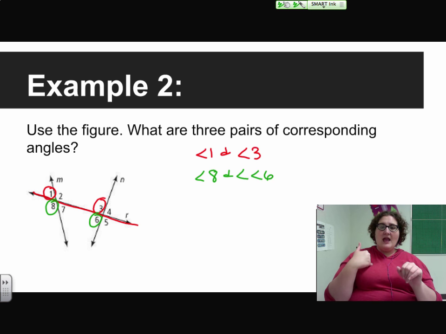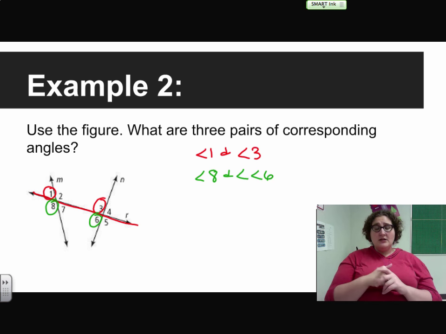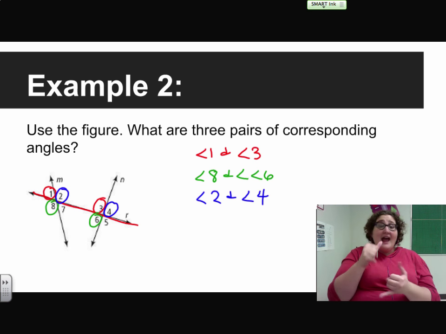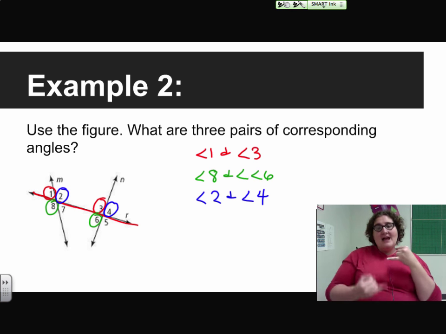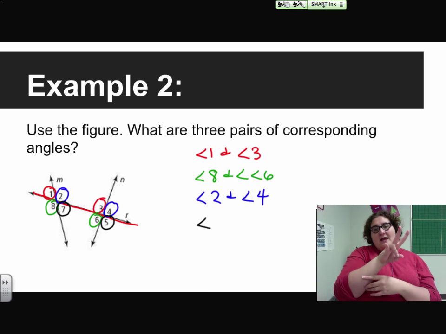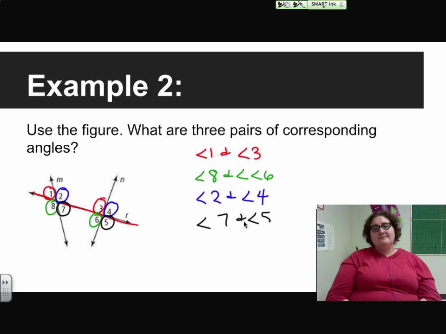And it says they want 3 pairs, so let's see. Angle 2 and angle 4. Now, even though they didn't ask for it, the last remaining corresponding angle pair would be angle 7 and angle 5.